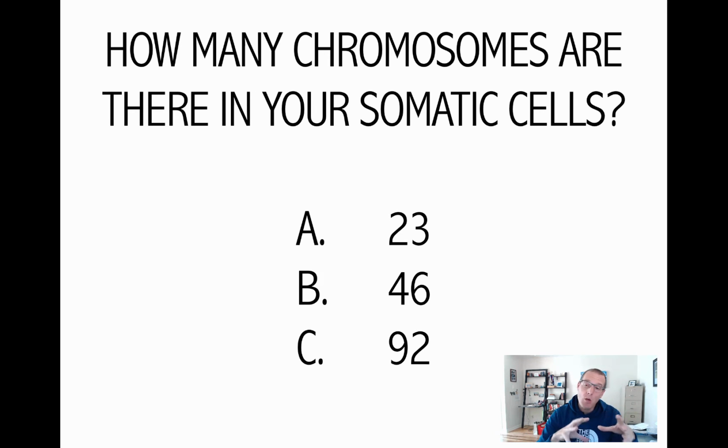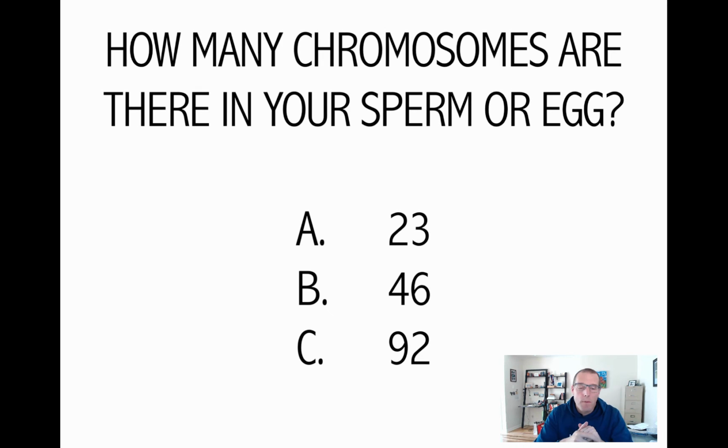So a cell in G1 would absolutely have 46 chromosomes. A cell in S phase, as those chromosomes are being replicated, somewhere between 46 and 92. But if you're in G2, just about going to mitosis, for example, then you're going to have 92 chromosomes. So that's a little bit of a fuzzy question, but a good one to talk about nonetheless.